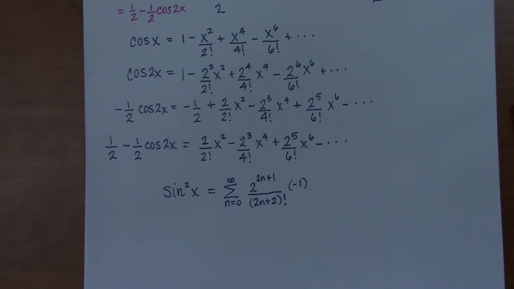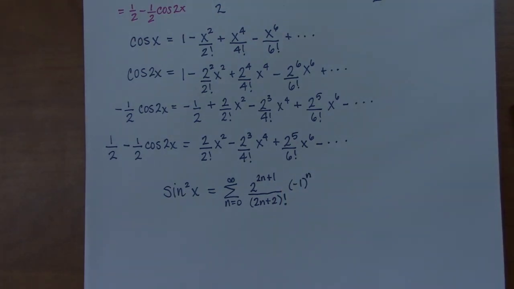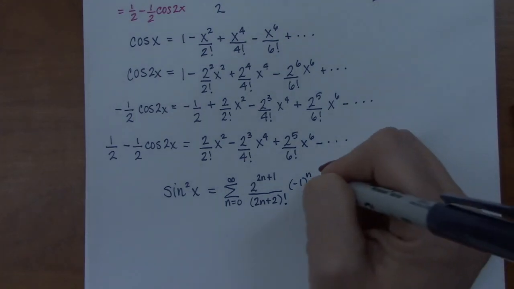Well, if I throw in n and I plug in 0, I'll get that negative 1 will become a positive 1, and that'll make the first term positive, and that's what I want. If I plug in 1, it becomes negative, and the second term is negative, just like I want it to be. So the last thing we have to deal with is the x.